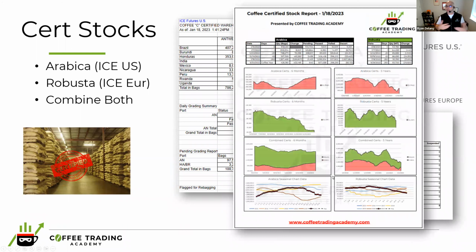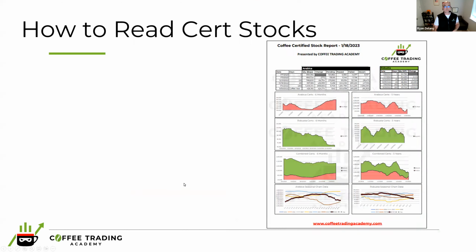Now, we combine both of these into a single report which our subscribers receive every morning so that they can look simultaneously at the Arabica and Robusta changes. And they can also look at the combined certified inventory levels to see, okay, what's the total amount of Arabica and Robusta certified stocks, and how is that changing over time? And you can see that here.